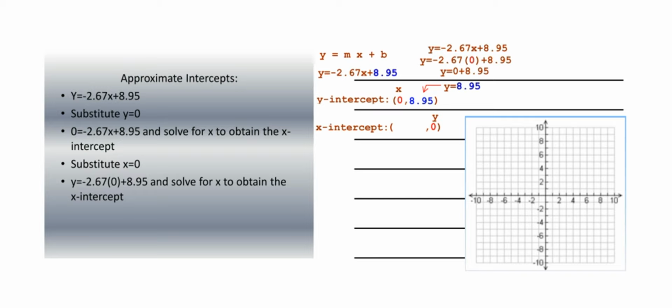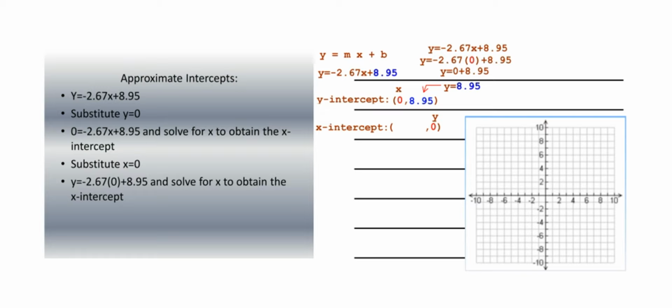Do be aware, we may have done quite a bit more work than we wanted to. Do notice that our equation, y equals negative 2.67x plus 8.95, already contained the 8.95. So in many cases, if it's in the slope-intercept format, all you need to do is just visually see what the b-value is. The b-value is 8.95, agreed?